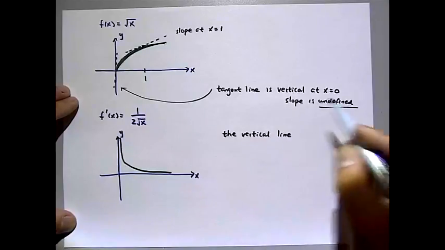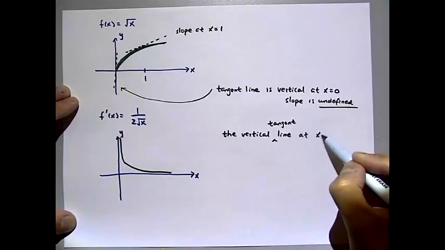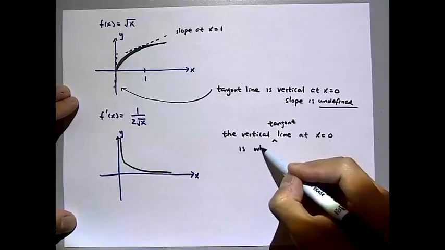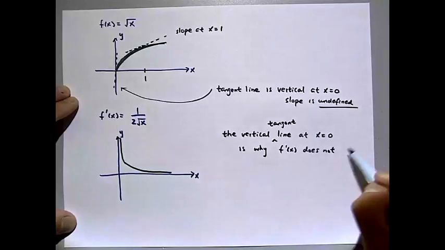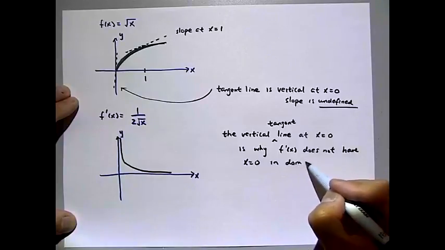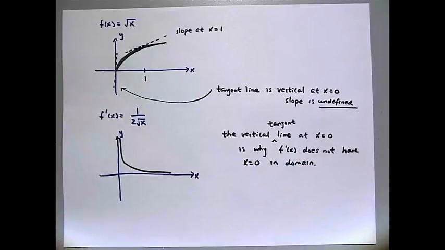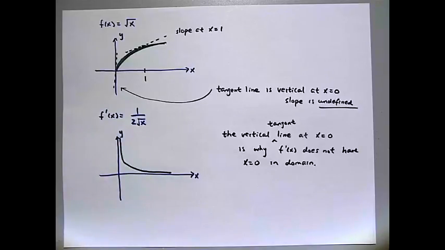Okay, the vertical tangent at x is equal to 0 is why f prime of x does not have x is equal to 0 in the domain. We're trying to tie together the algebraic thing, just looking at this as purely an algebraic function by itself, and the geometric picture behind it.